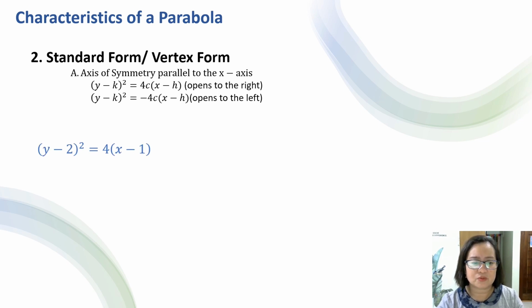For example, we have the equation the square of (y minus 2) equals 4 times the quantity (x minus 1). In this equation, we can easily determine the coordinates of the vertex. In this case, h is equal to 1, while k is equal to 2. Therefore, we can say that the coordinates of the vertex is (1, 2).